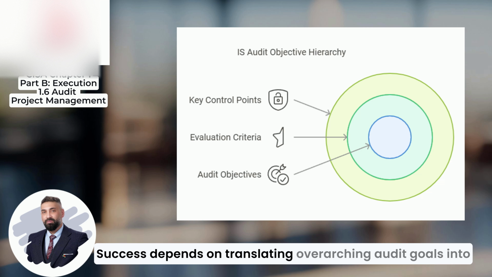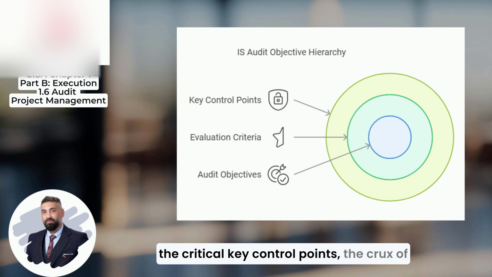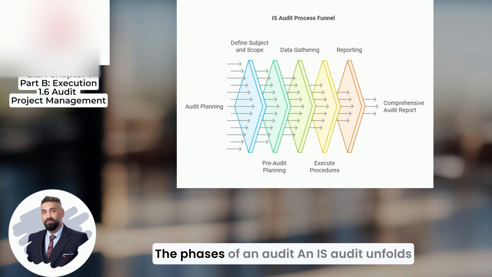Success depends on translating overarching audit goals into precise evaluation criteria. And from there, they identify the critical key control points, the crux of the system's effectiveness or risk. The phases of an audit.